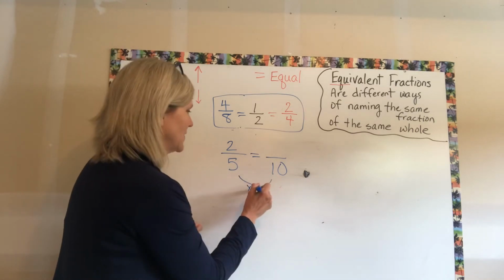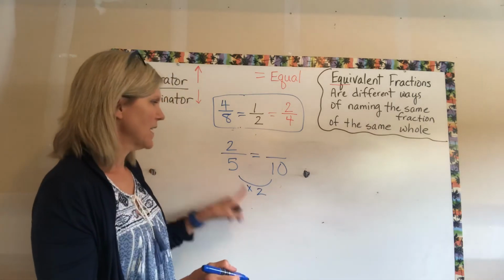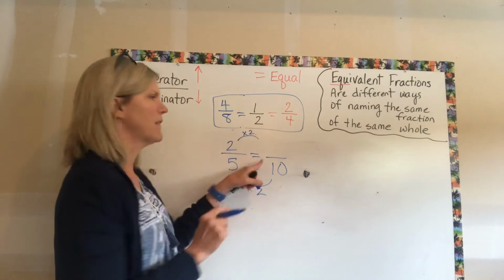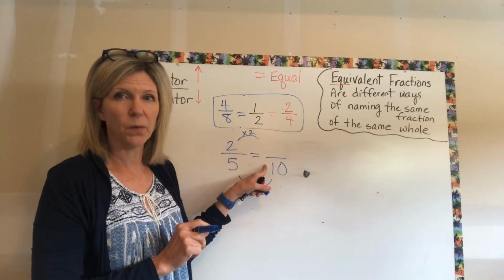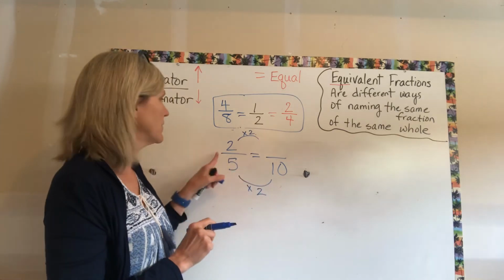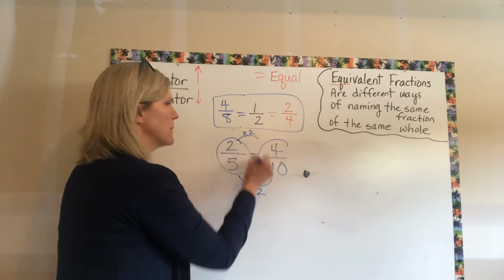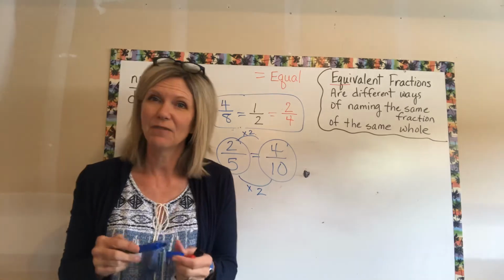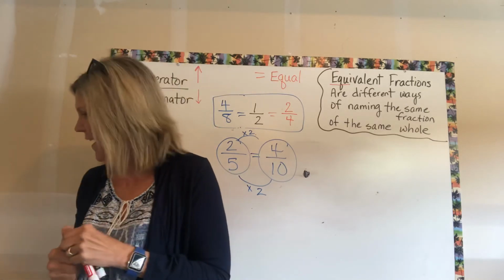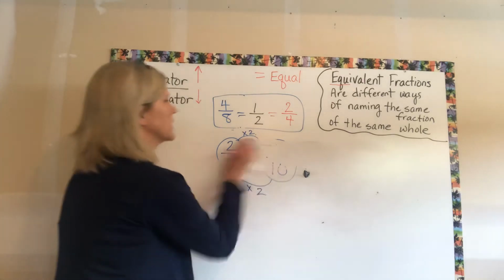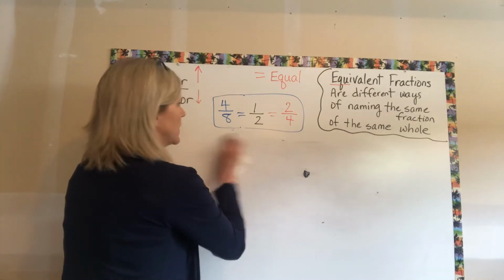Yes, it is 2. 5 times 2 is 10, so we're going to use the same number here to find the equivalent fraction. So Sarah, what is it? Yes, it is. 2 times 2 is 4. And so 2/5 is the same as 4/10. I love doing equivalent fractions. They're so fun. Now, if you have pieces of paper, your math book is also going to show you another way that you can look at this.